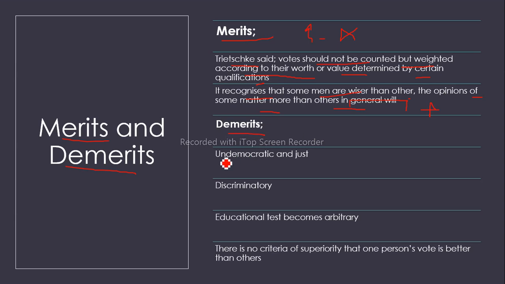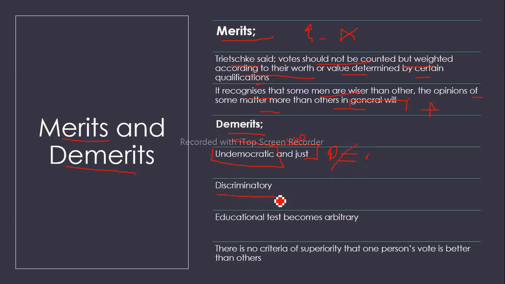And the demerits are, it's undemocratic, and it's unjust, actually. It's undemocratic and unjust in the sense that one person is given more votes and the other person is given fewer votes. So there is inequality. There is inequality.